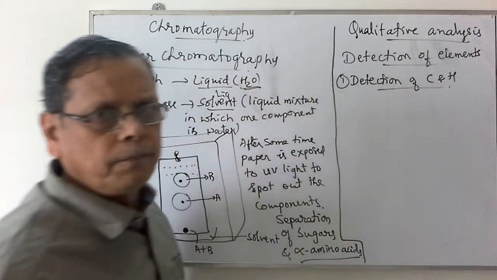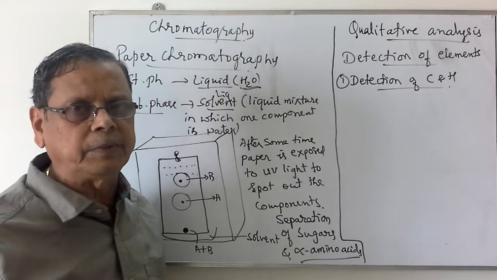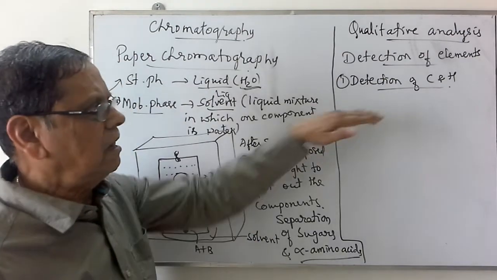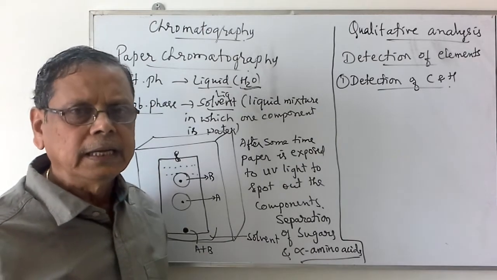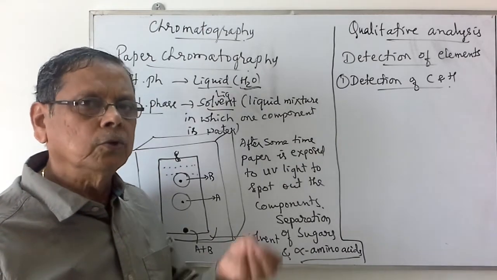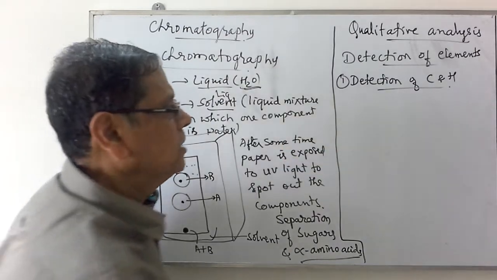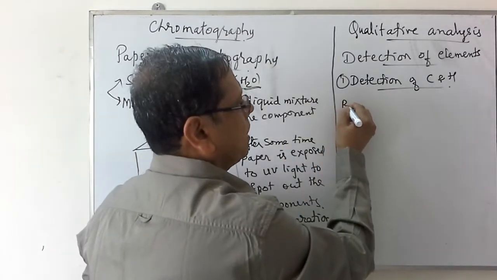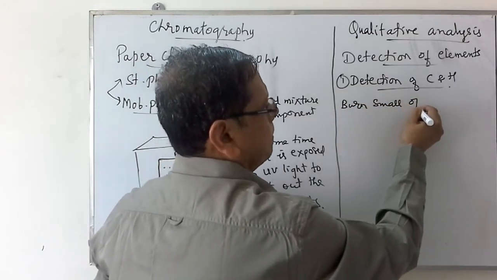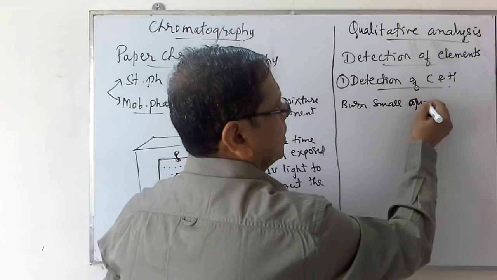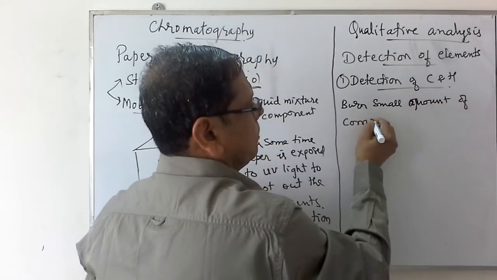Don't write H2. It is not a gas that is to be detected, it is the element that is to be detected. Usually this is not a necessary step to detect the carbon and hydrogen for the organic compound. But to know whether it is an organic compound or not, we have to detect the carbon and hydrogen. Simply what you have to do is burn a small amount of the given compound.